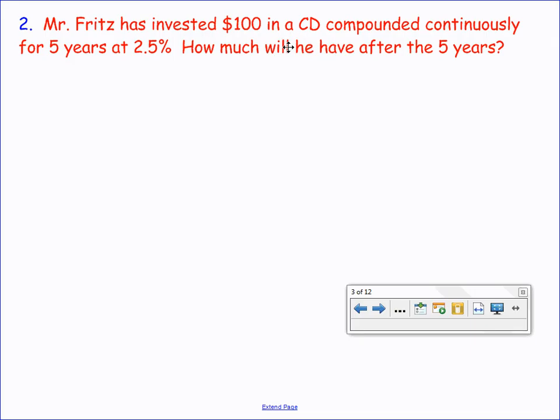Okay, so for our financial question, we're asked about investing $100 in a CD compounded continuously. Ooh, there's that key word, continuously. When we see the word continuous growth or continuous decay, then we're authorized to utilize that formula A equals P times E to the RT. Euler's number, or that base E in my exponential function, is about 2.718.